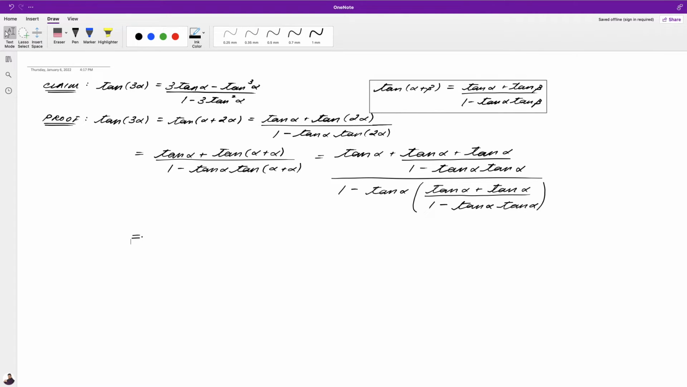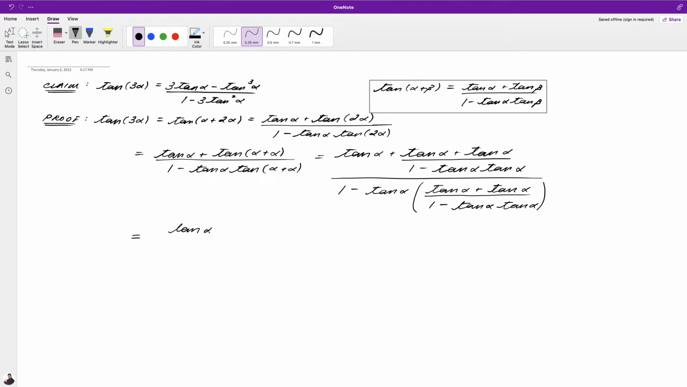All right, let's take a close look at that. Make sure we haven't committed any careless mistakes. Don't think we have, but let's be very careful. Looks good. Now, let's go ahead and multiply the top and the bottom of this big fraction by 1 minus tangent alpha tangent alpha, which is just 1 minus tangent squared alpha. Maybe before we do that, we'll simplify things. So let's simplify things first.